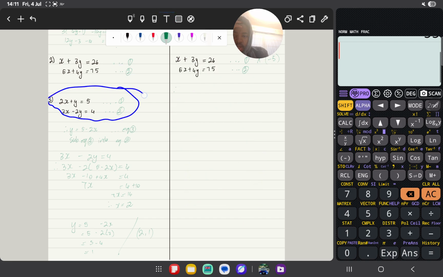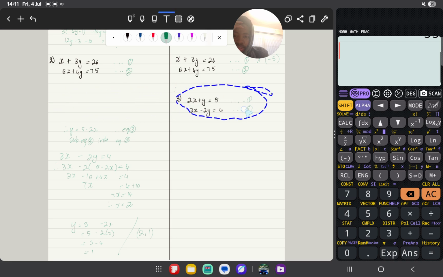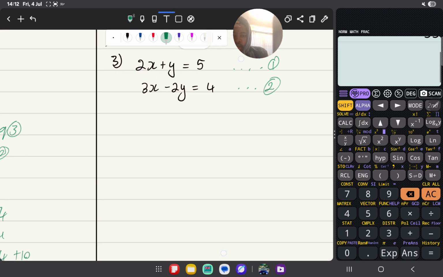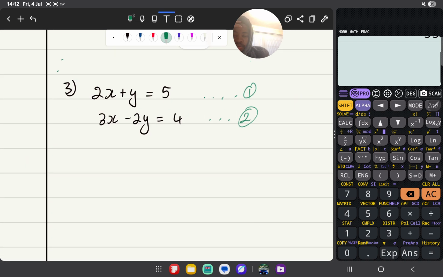Let me use the elimination method. So for elimination method, I'm gonna try to eliminate y because it's just easy. So I'm gonna multiply this one by 2, then I'll have 2y and then minus 2y. So therefore equation 3 is gonna be 4x plus 2y equals 10. Equation 3 plus equation 2.